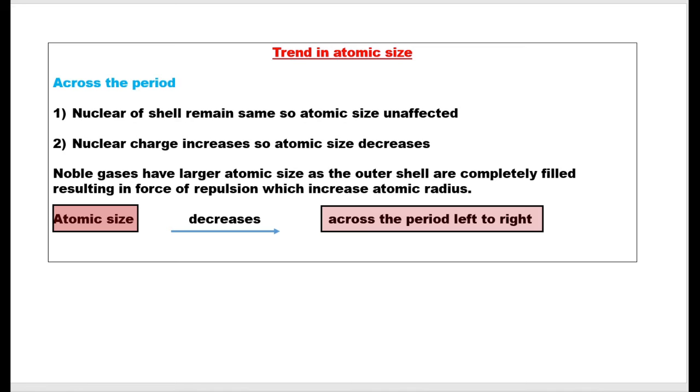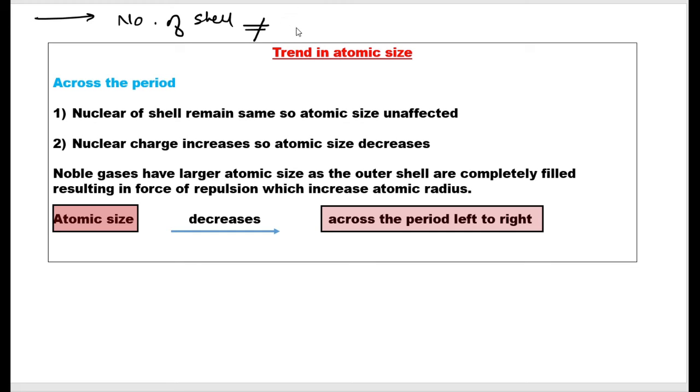Let's move with the trends. I have said in my previous video also that across the period, when you are going from left to right, the number of shells never changes.